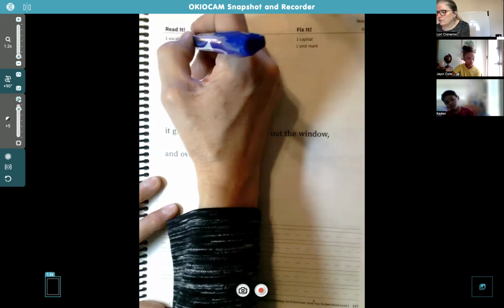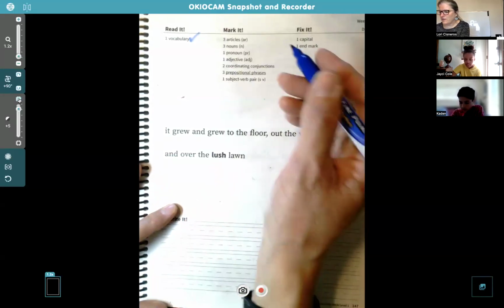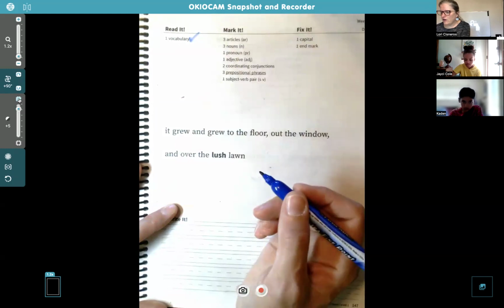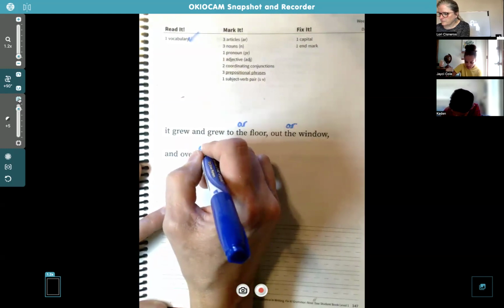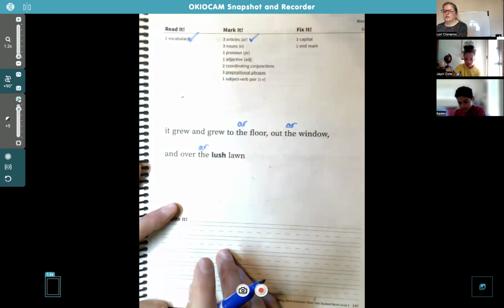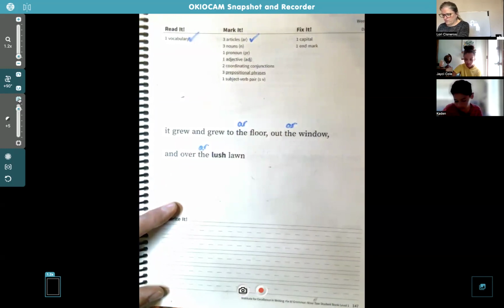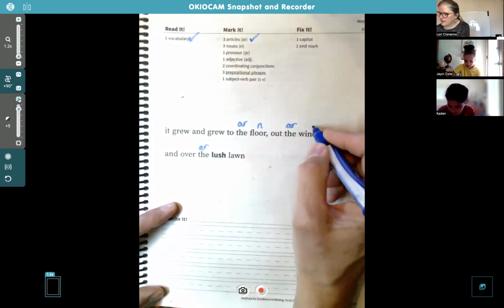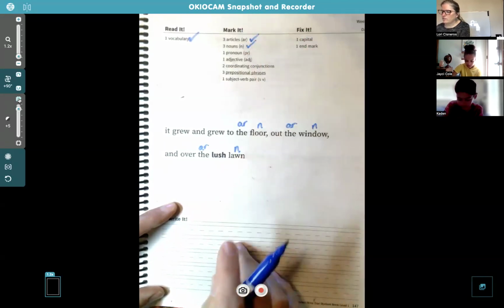Okay, healthy grass. So we'll put a check there. It is an adjective because it's telling about the lawn, which is a noun here. Okay, there are three articles. Go ahead and find those by yourself and label those. And then when you're ready, Caden, help us find the nouns here. Floor. Good. Window. Yep. And lawn. Good. Yep.